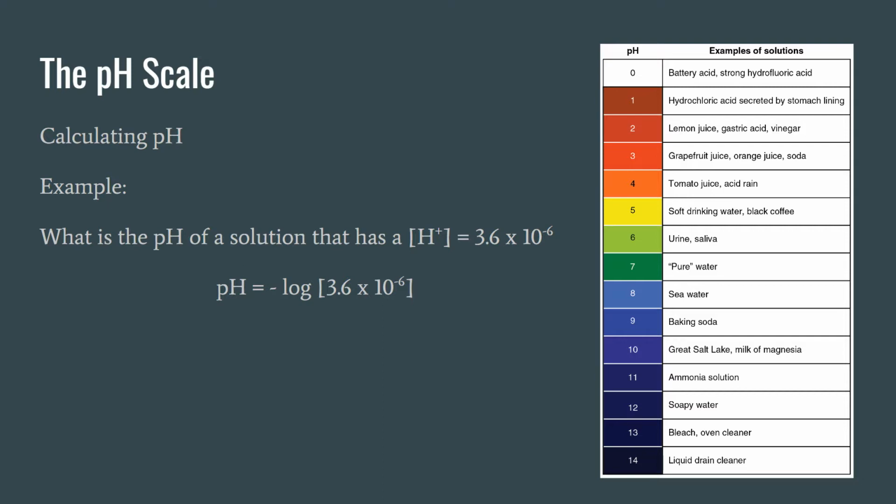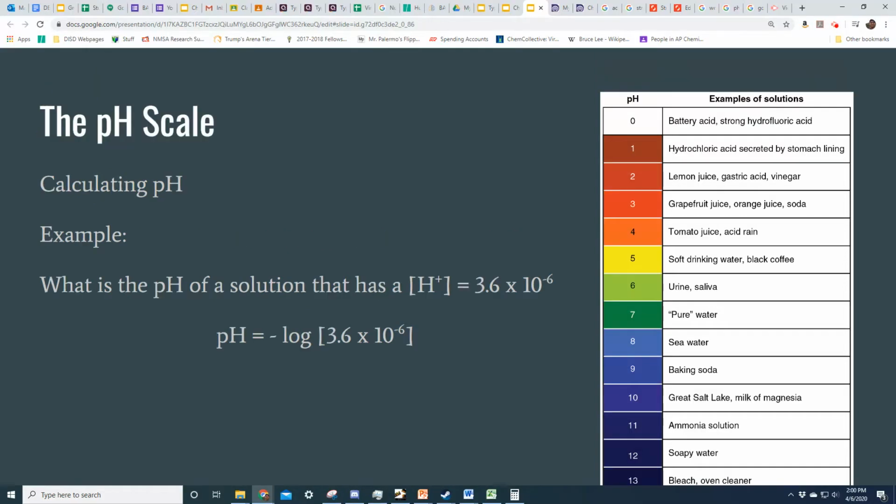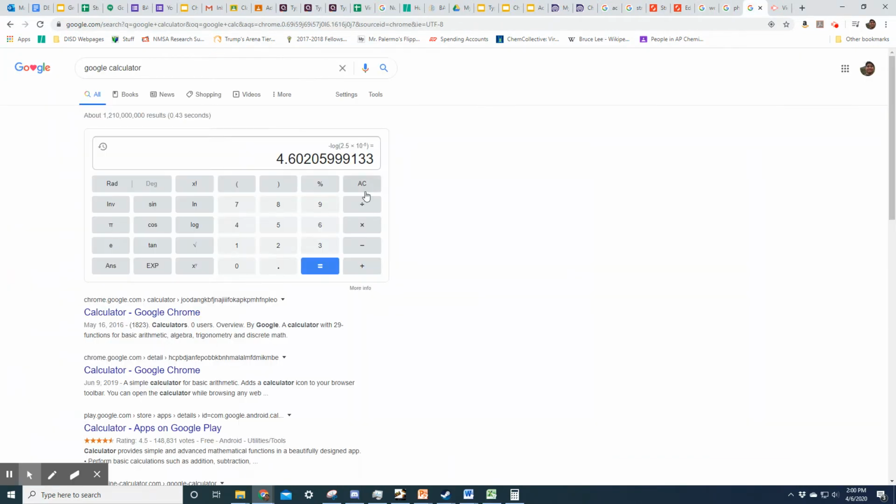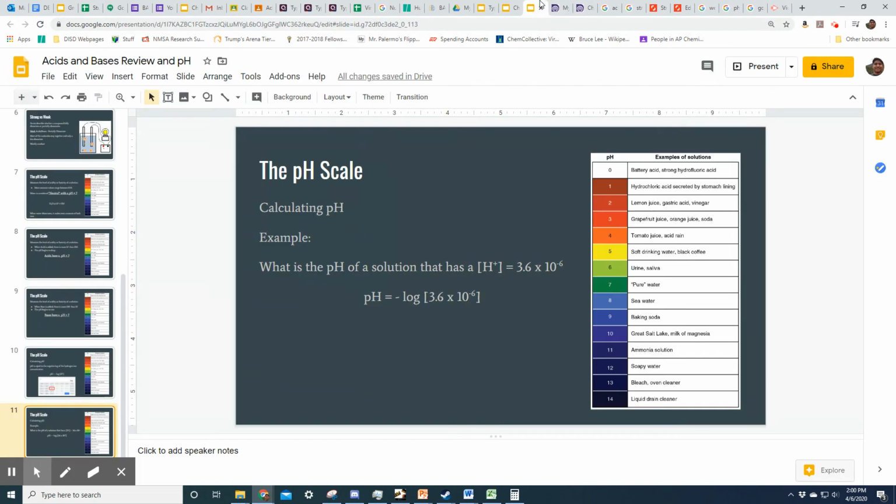So here's one where it says, what is the pH of a solution that has a hydrogen ion concentration of 3.6 times 10 to the minus 6? And I'm simply going to go to the calculator and type it in. So go over to Google Calculator. I'm going to clear this one out. And we have negative log of 3.6 times 10 to the negative 6.